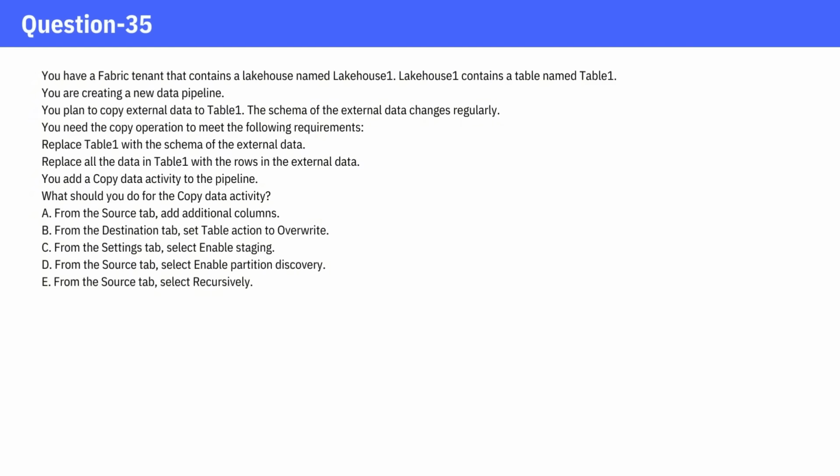A. From the Source tab, add additional columns. B. From the Destination tab, set table action to overwrite. C. From the Settings tab, select Enable Staging. D. From the Source tab, select Enable Partition Discovery. E. From the Source tab, select Recursively. Pause the video, take a moment to think, and then check the answer. The correct choice is option B.